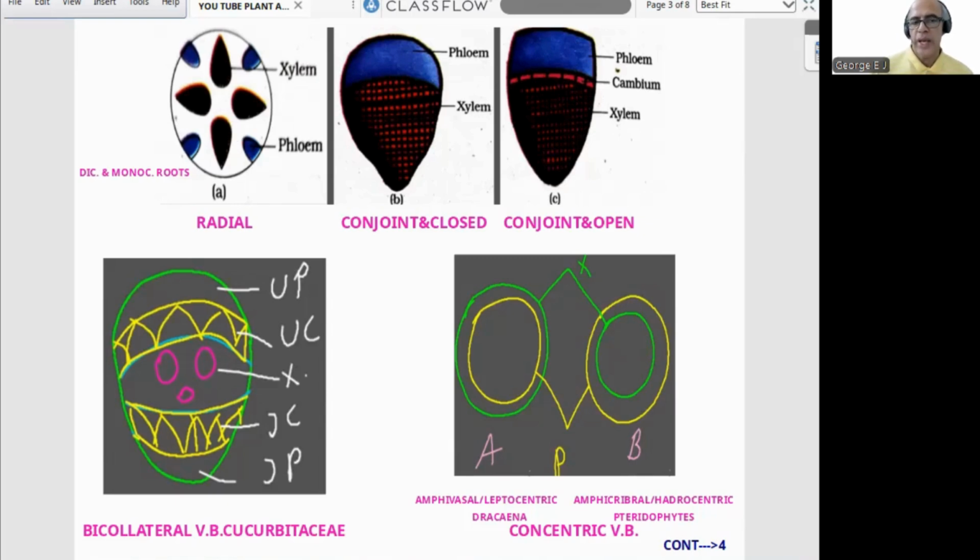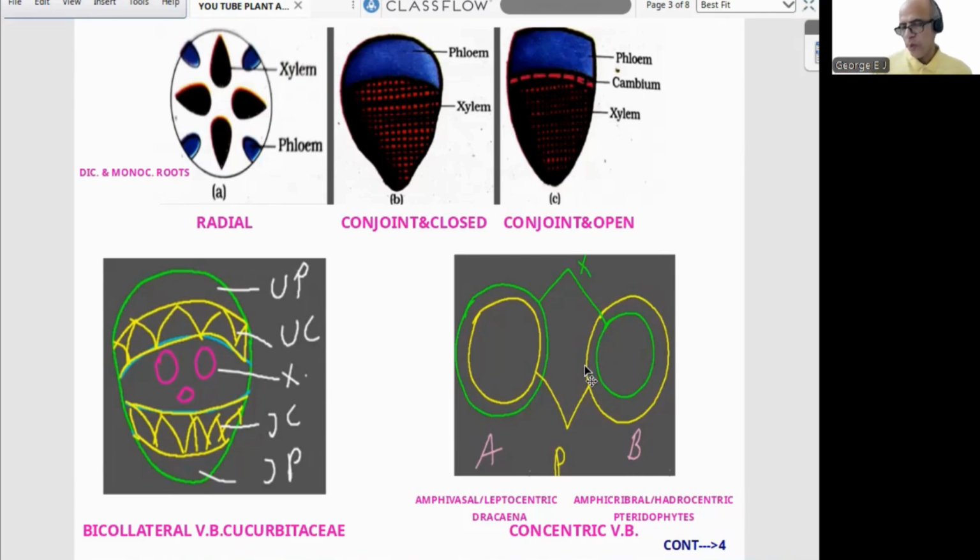While the next 2 diagrams are not directly in NCERT, just mentioning for namesake. This is called a bicollateral vascular bundle. Not in NCERT, but it's better to know it because some options may come. Here the arrangement is outer phloem, outer cambium, xylem, inner cambium, inner phloem. So xylem is between outer cambium and inner cambium. The two cambiums will be there, so division will be faster. Typical example is a family called Cucurbitaceae, the gourd family.